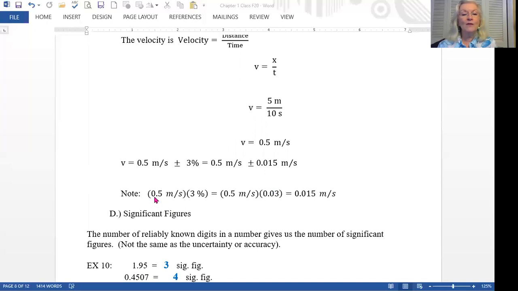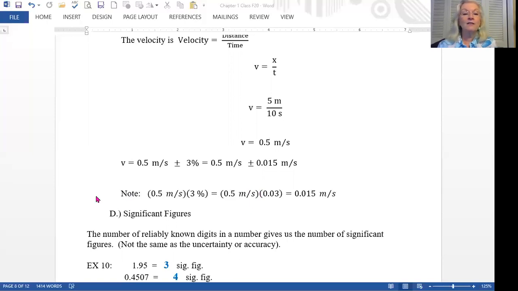So 3% of 0.5 meters per second is 0.5 meters per second times 0.03. Notice for multiplying, we put numbers in parentheses. We don't use x's. And that's where the 0.015 meters per second came from.